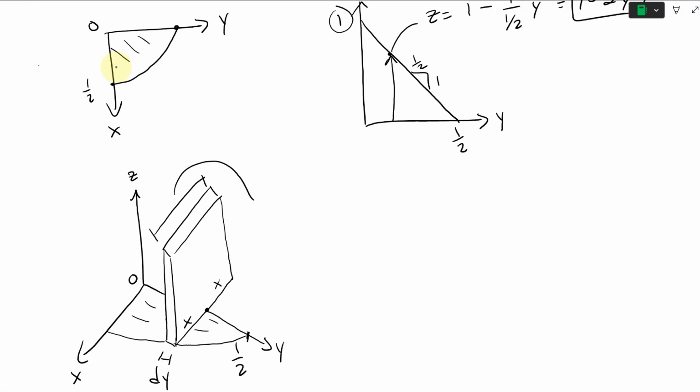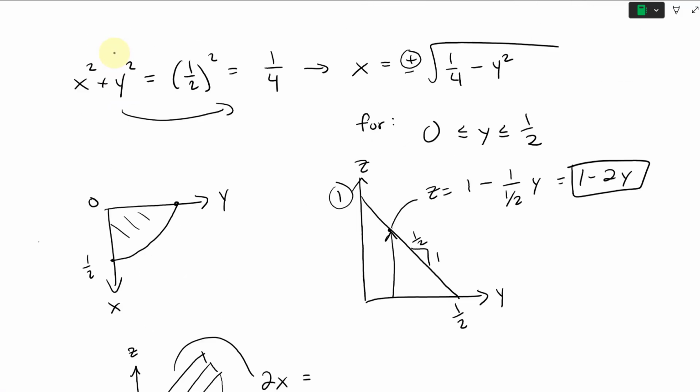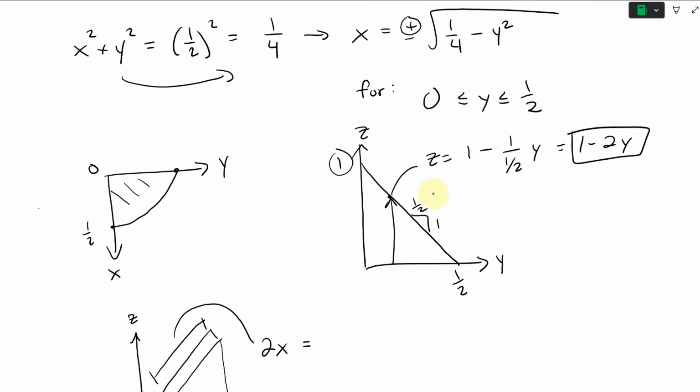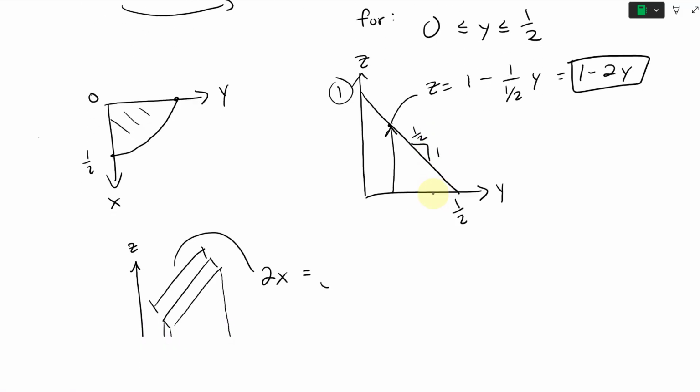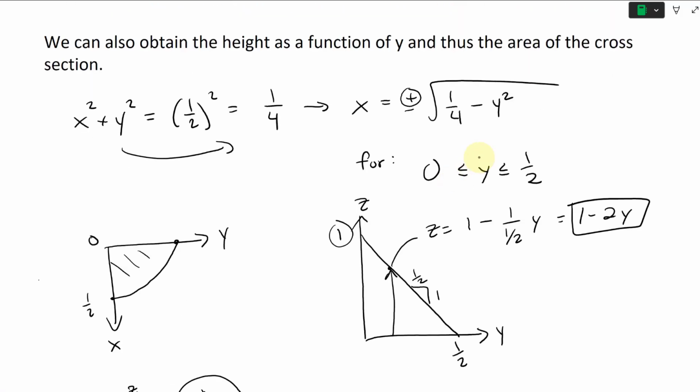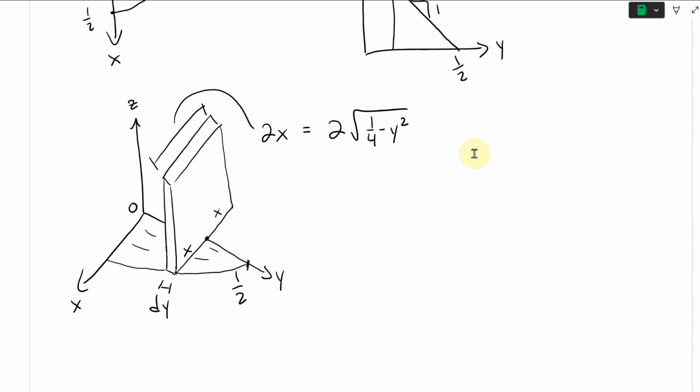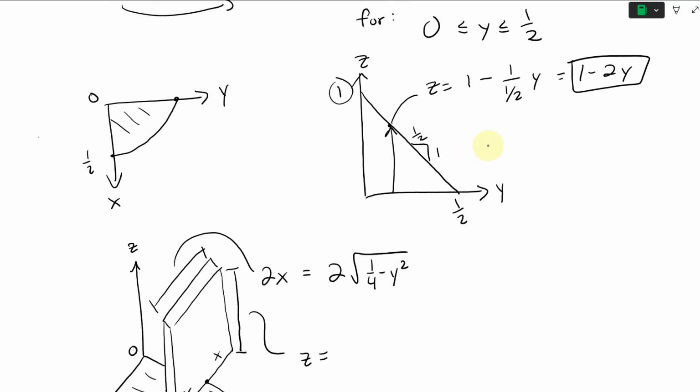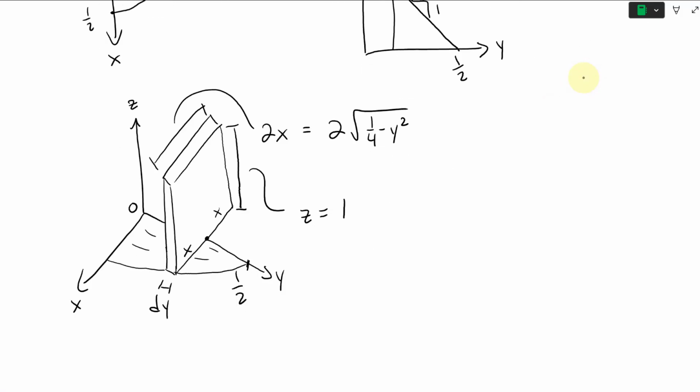So in other words, this is going to be 2x, which equals 2 times the square root of 1 over 4 minus y squared, like that. So that's that. And now the height of this is just the z value at whatever y value that is. So in other words, this height is going to equal z, which is 1 minus 2y.